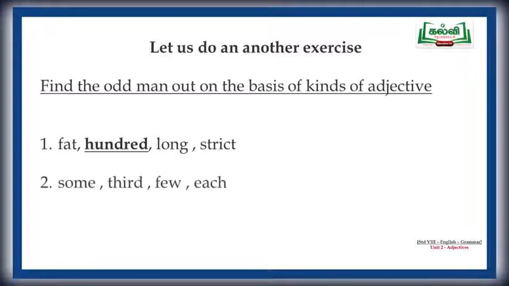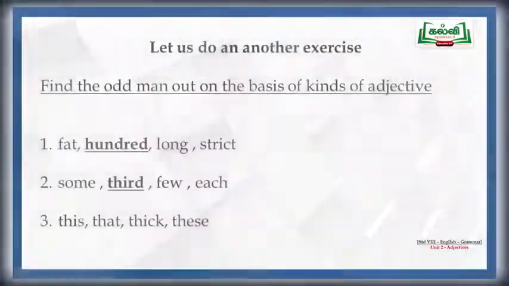See the second question now, some, third, few and each. You can find out the answer very easily. Can you do it? Come on, give a try. Some, no, some is not the answer. Exactly, third, because third shows adjectives of number. In which order? I got third rank, he got first prize, like that. The rest of the words are some, few and each. These 3 are adjectives of quantity.